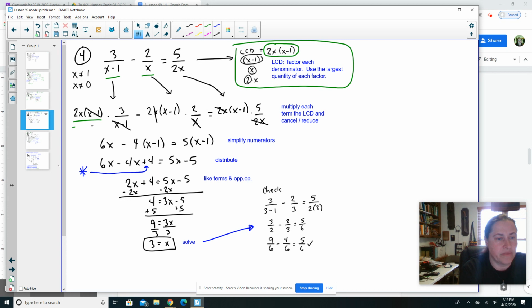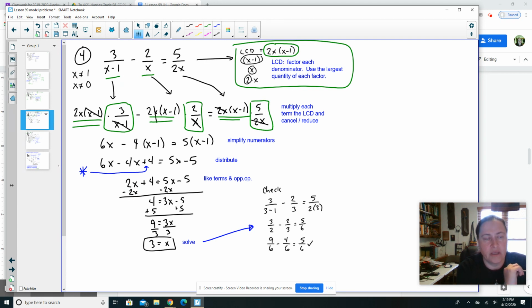So here's what I'm going to do. I'm going to take 2x times x minus 1 times the first part, minus 2x times x minus 1 times the second part, and 2x times x minus 1 times the third part of the original equation. So then simplifying, x minus 1, x divided by x minus 1 is 1. That leaves me with 2x times 3, 6x.